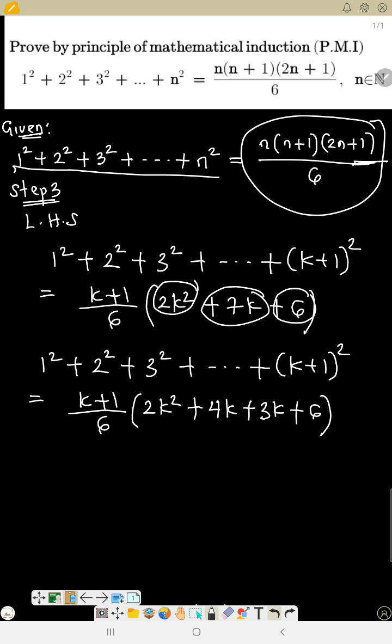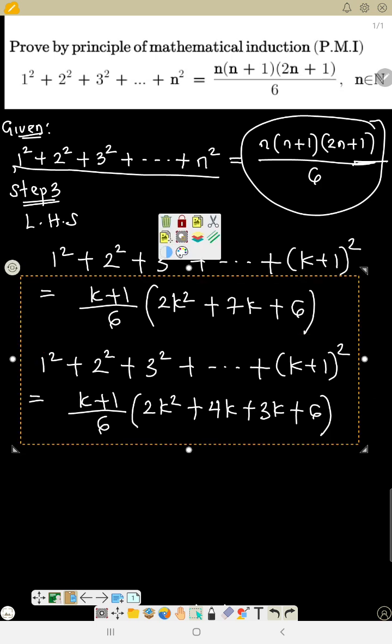What are the two numbers you multiply to get 12, and if you add, you get 7? 4 times 3 is 12, and 4 plus 3 is 7. That's why I'm replacing this middle 7 with 4 and 3. Watch my video on factorization to understand the factorization better. So now the next step: brackets, 2 2.